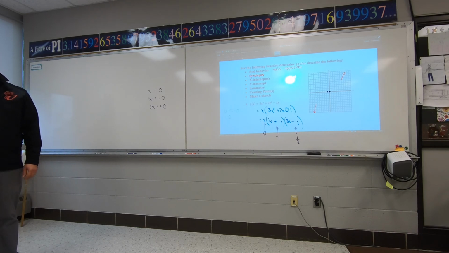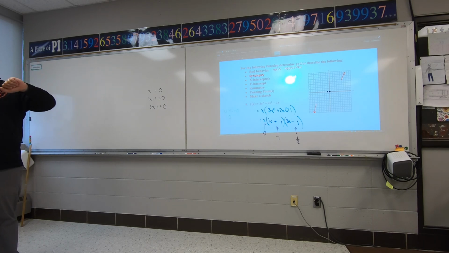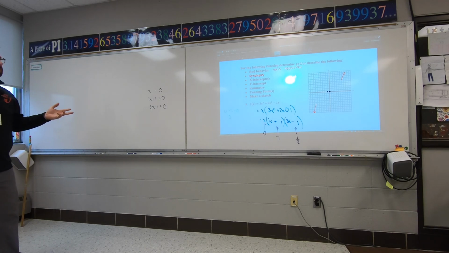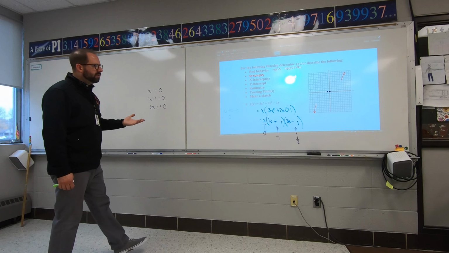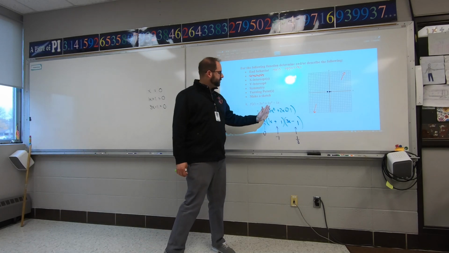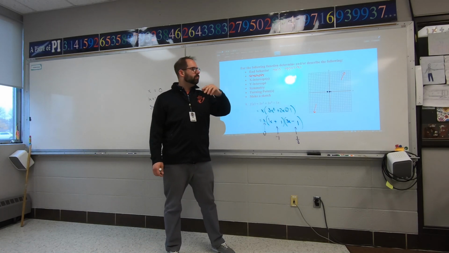Turning points. How many times should this thing change directions? Twice? Looks like it should. We're going to pass through each x-intercept. The reason we're not bouncing off of them is each one only happened once. So we're just going to pass through them.